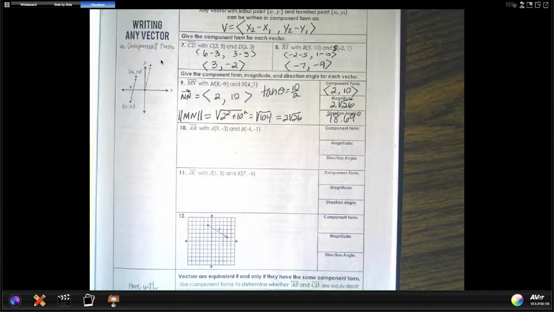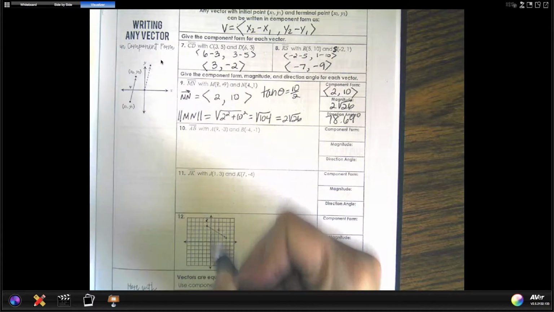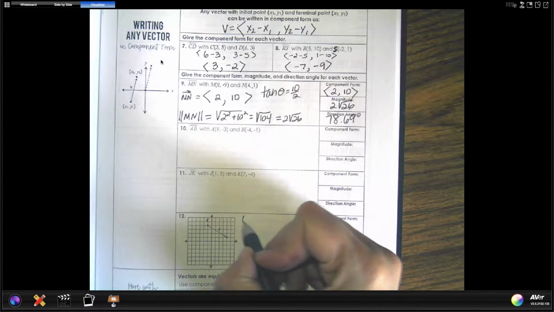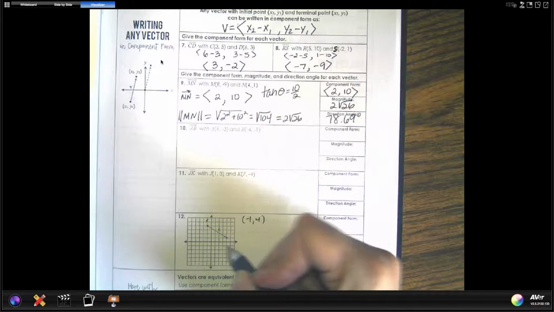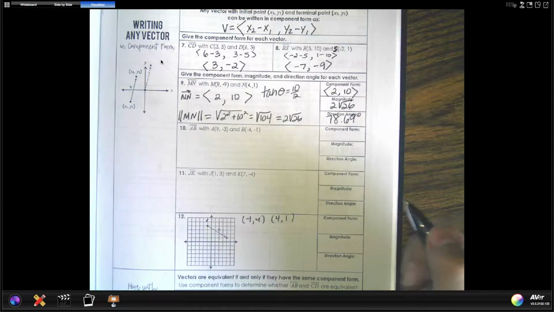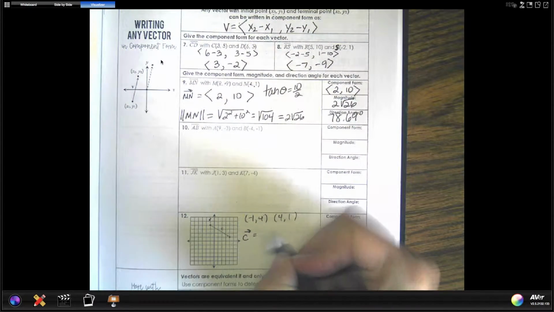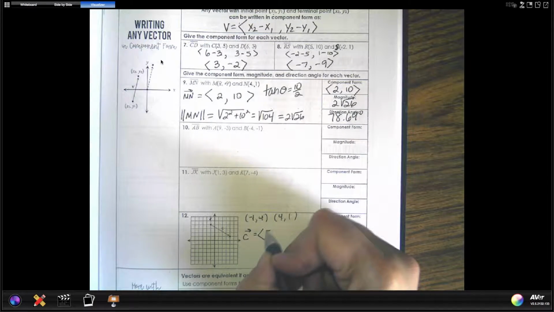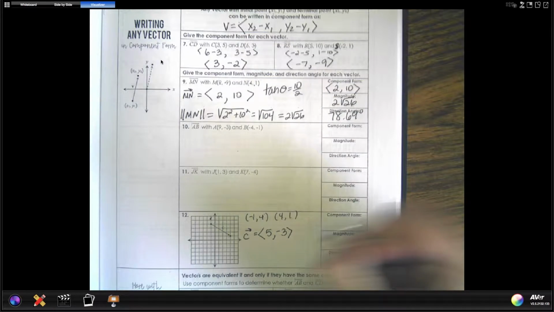Okay, let's go on down to number 12. Now what if I give you a picture like this? What would you do? If you want to find the vector, what would you do? All you need is your initial point, which is what? This is your initial point here, negative 1, 1, 2, 3, 4. And then we need this point here, 1, 2, 3, 4, 1. So to find our vector, this looks like it's vector C, we are going to take 4 minus negative 1, which is 5, and 1 minus 4 is negative 3.